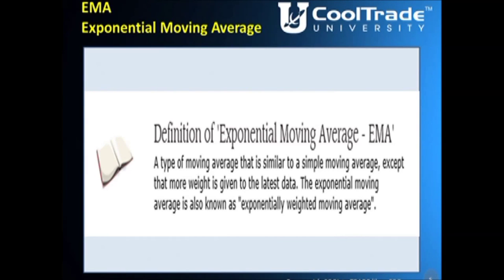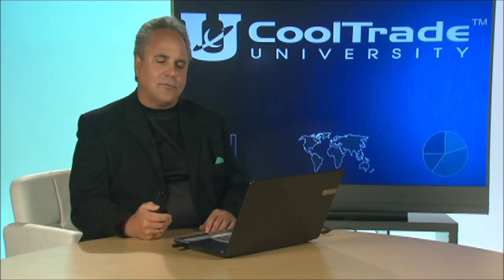The 12 and the 26-day EMAs are the most popular short-term averages, and they're used to create indicators like the moving average convergence divergence, known as MACD, and we'll talk about that, and the percentage price oscillator, PPO. In general, the 50 and 200-day EMAs are used as signals of long-term trends.